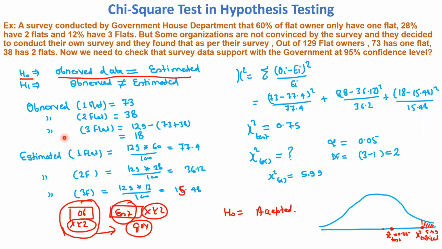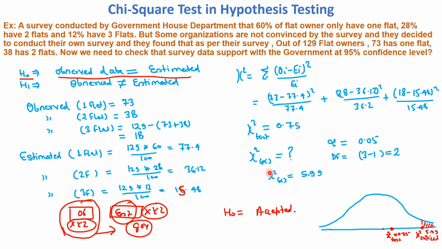Now we need to compare whether our observed value is equal to the estimated value or not. How will we do that? We will use the chi-square non-parametric formula: summation of observed minus estimated, whole squared, divided by estimated. For the first one, 73 minus 77.4, whole squared, divided by the estimated 77.4. This way we can calculate all of them. After calculating, we get a chi-square test value of 0.75. So this is your test value.